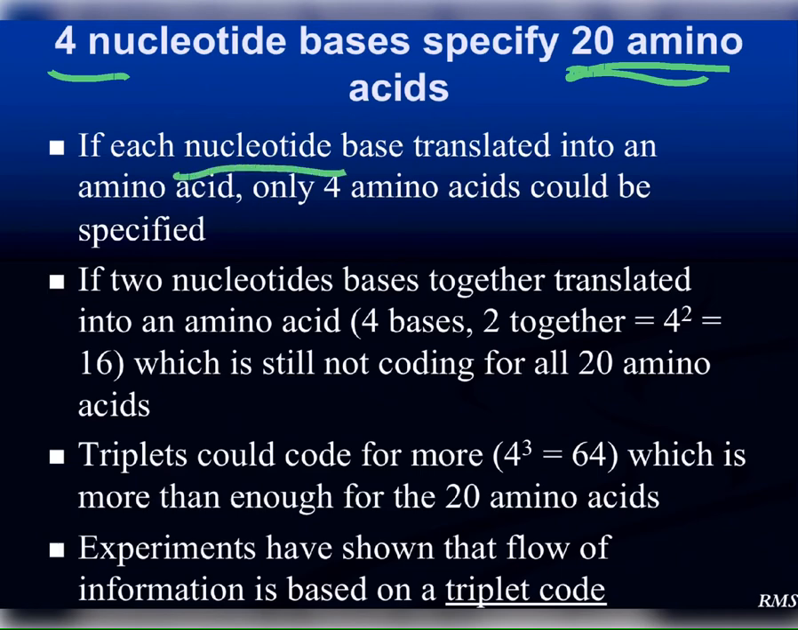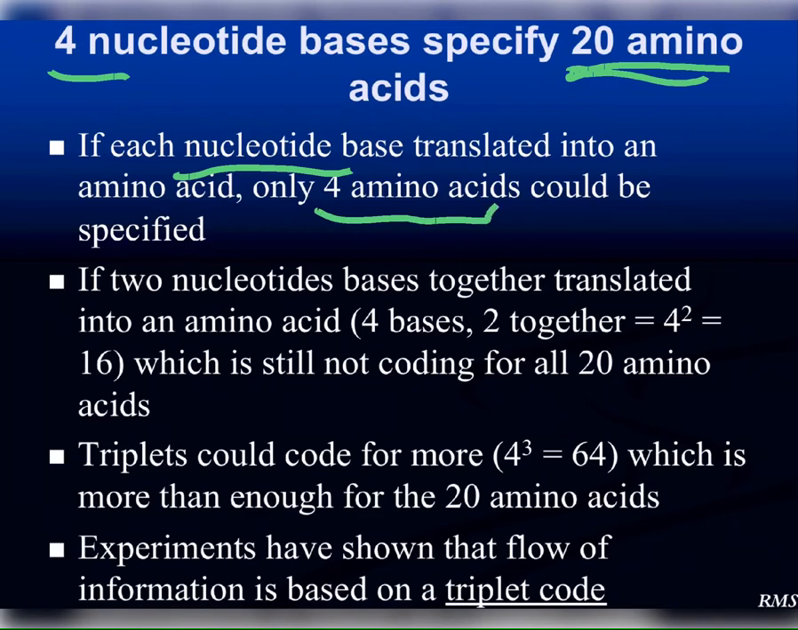If one nucleotide coded for each amino acid, so let's say you took a thymine and that coded for a phenylalanine, and an adenine coded for a proline, and a glycine was coded by cytosine. Well, at the end of the day, you would only get 4 amino acids. That's nowhere close to the 20.